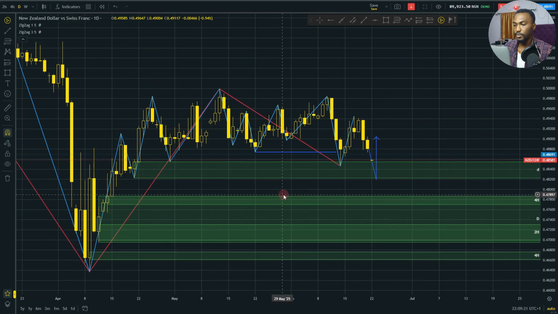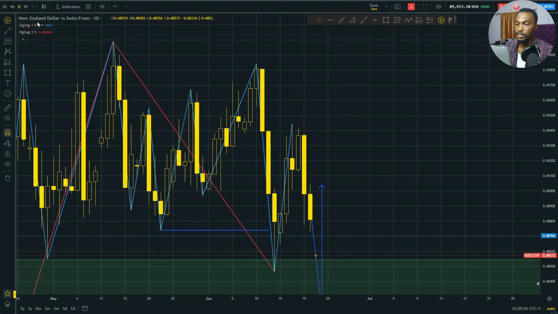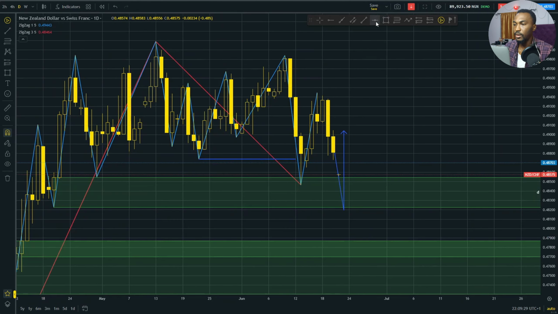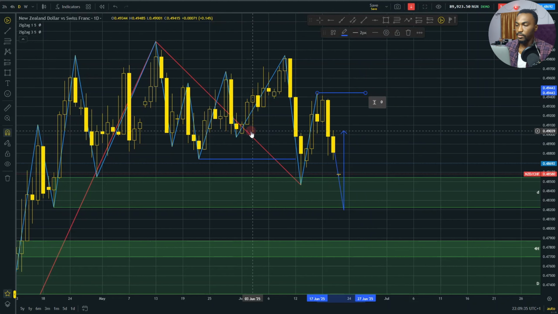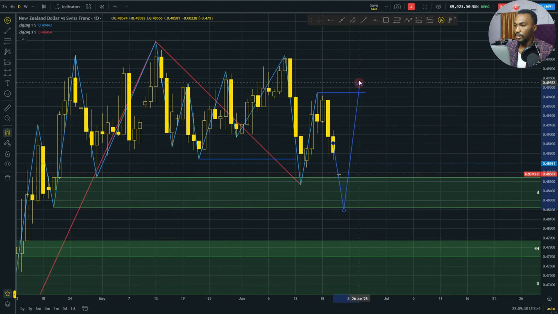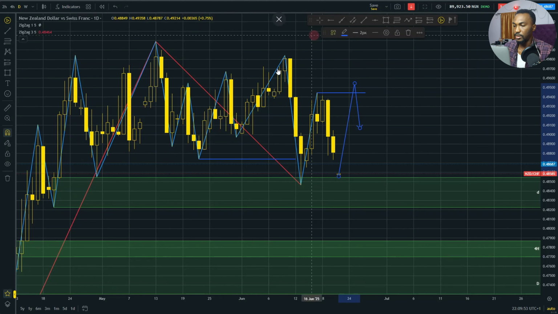Okay, so for the next couple of days, we're going to be looking at this market for one simple thing. We're looking for price to find its way above this high, and then we wait for that retracement into any supply zone it can create, any demand zone it can create, and then we'll take that demand zone and we'll run with it.